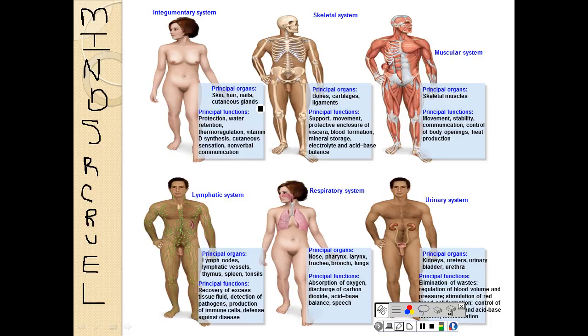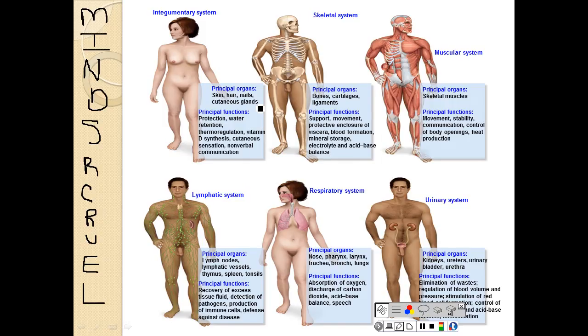Okay. Our skeletal system. We have bones, cartilage, and ligaments. It's very easy. What are the bones and cartilage used for? Some is very obvious. For support, movement, protection and enclosure of the viscera, blood formation, mineral storage, electrolyte, and acid-base balance. Now our muscular system, what are the primary organs? Skeletal muscles. The muscles of the body. There are over 600 muscles in the body. And we have 207 bones in an adult body.